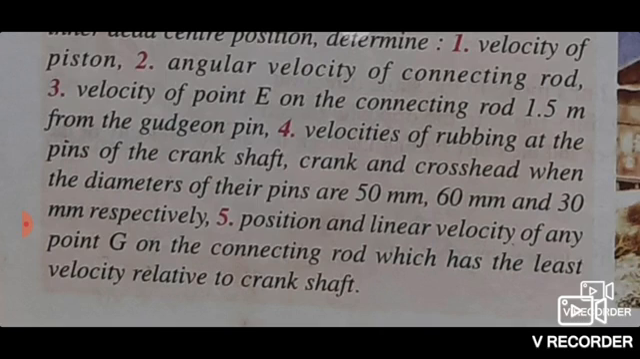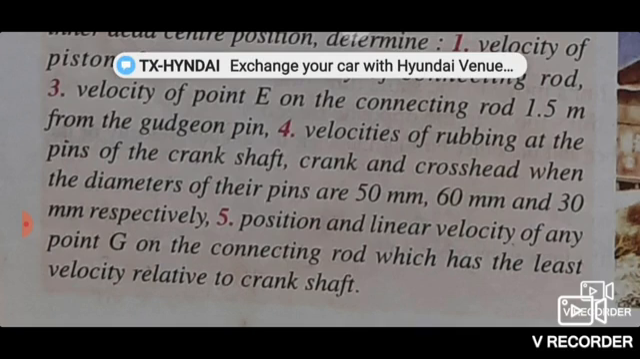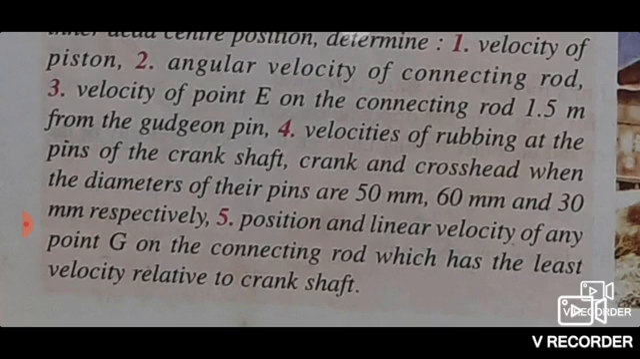From the gudgeon pin. Fourth point: velocity of rubbing at the pin of crankshaft, crank and crosshead when the diameters of their pins are 50 mm, 60 mm and 30 mm respectively. Fifth point: position and linear velocity of any point G on the connecting rod which has the least velocity relative to crankshaft. These we have to calculate.